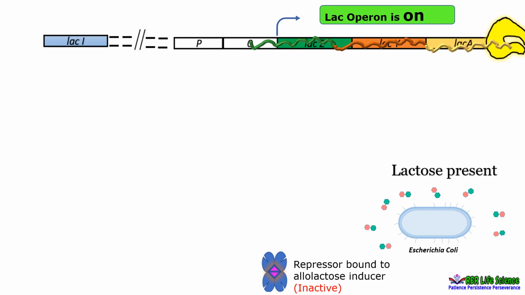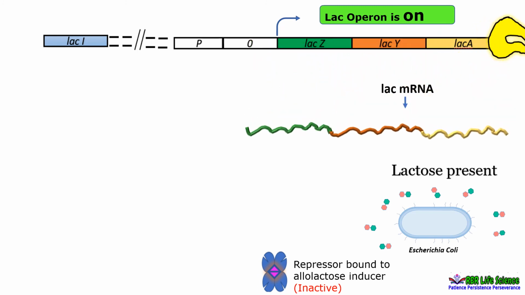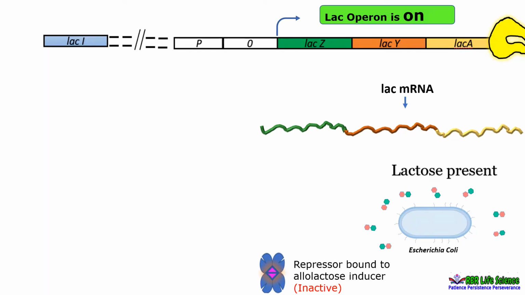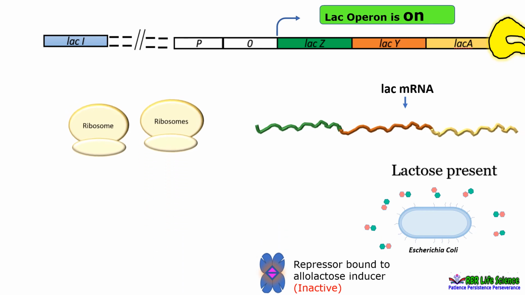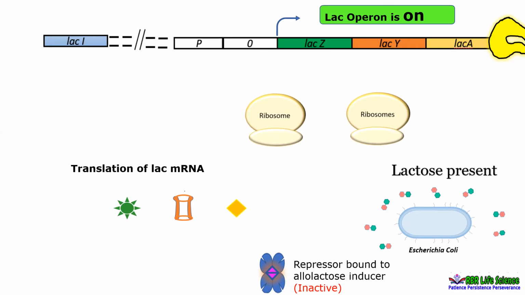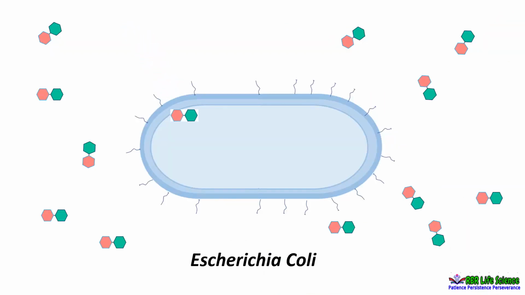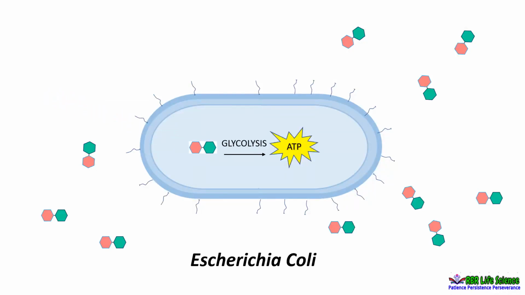Now a polycistronic lac mRNA containing LacZ, LacY, LacA mRNA sequence is produced. After translation of this mRNA, three different proteins, beta-galactosidase, lac permease, and transacetylase, are formed. All these proteins are then utilized for taking all lactose molecules inside the cell. And breakdown of all this lactose takes place in the glycolysis pathway and energy in the form of ATP is produced.